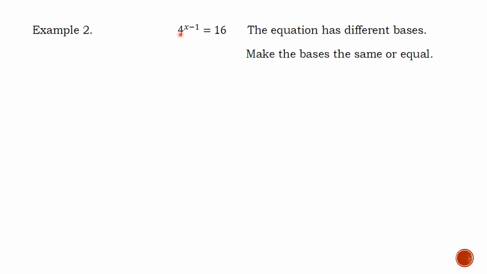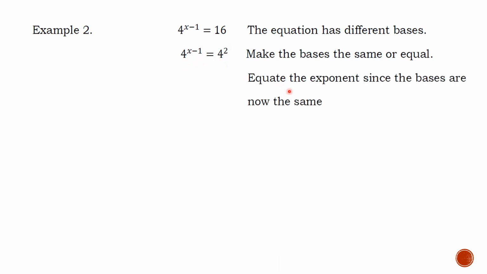So, we should take the lesser value, which is 4. Ang 16 ba is divisible by 4? Can we rewrite 16 into an exponential form na ang base ay 4? Yes, of course. 16 is equal to 4 squared, or 4 times 4. So, it will become 4 raised to x minus 1 is equal to 4 squared. And now, since the bases are equal, we should equate the exponents. And then, we should have here x minus 1 equals 2. And then, find the value of x.